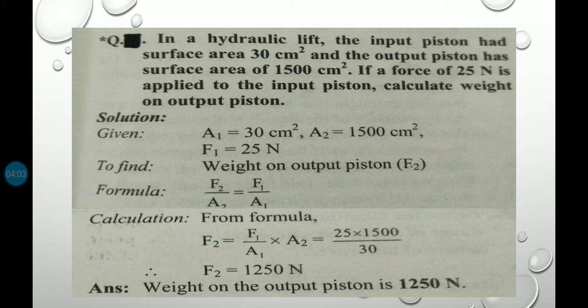The weight on the output piston F2: F2 by A2 is equal to F1 by A1. From that formula we find the value of F2, that is F2 is equal to F1 by A1 multiplied by A2. We put in the given values and calculate the weight on the output piston, which is equal to 1250 Newton.